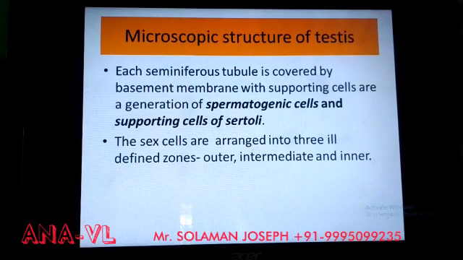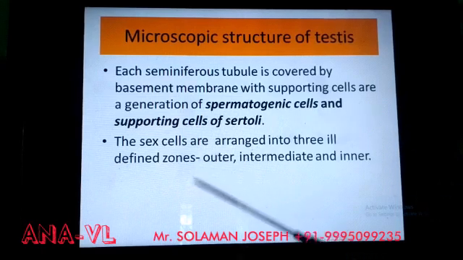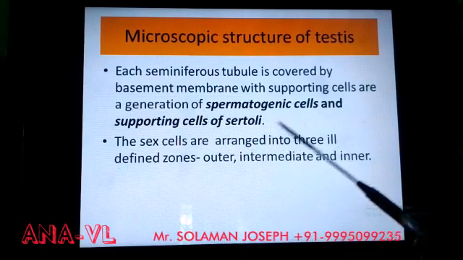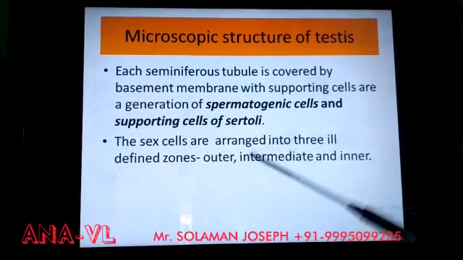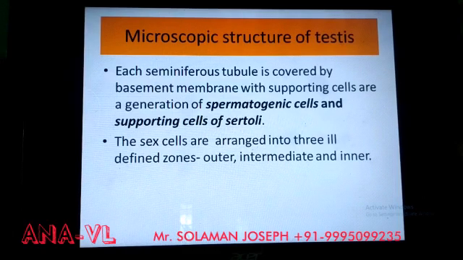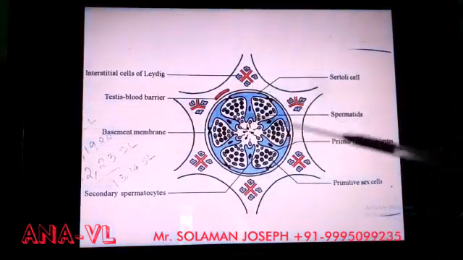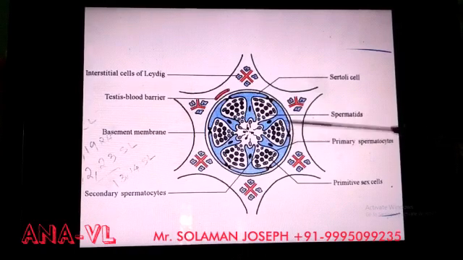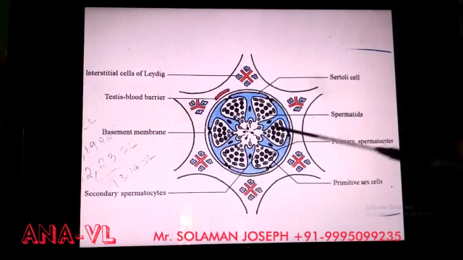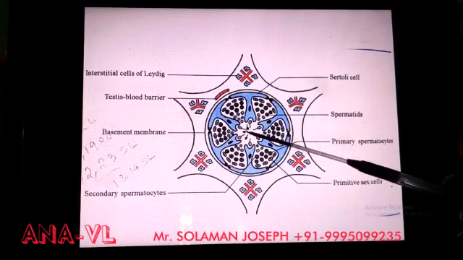Then we go to the microscopic structure of the testis. Each seminiferous tubule is covered by a basement membrane, which supports the spermatogenic cells and the supporting cells of Sertoli. The Sertoli cells are specialized cells. The sex cells are arranged into three ill-defined zones: outer, intermediate, and inner. Here we can see numerous spermatids. The primary sex cells, when matured, are called spermatids, and the fully matured cell is called the spermatozoa.